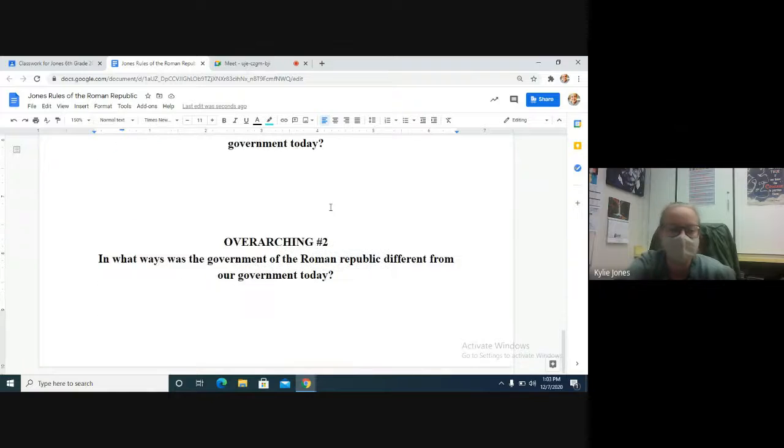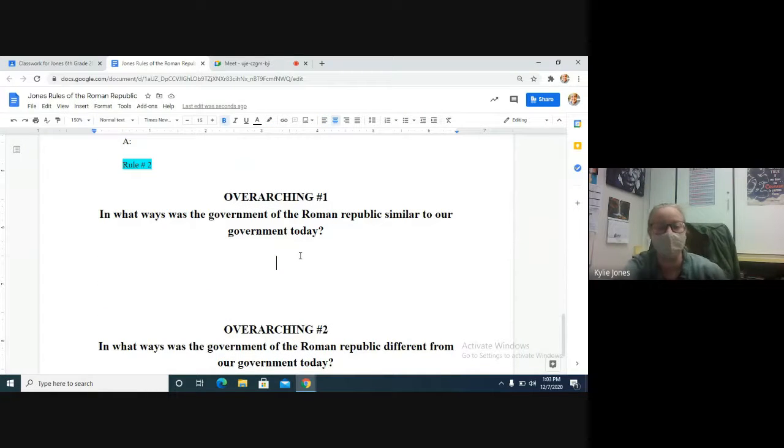And then there are, is it 2 questions? 2 questions that are overarching. On these ones, you can use any of the information to answer it. Especially in the passages. So use the passage to answer these questions. So yeah, use the information about the Roman government for this first one and compare it to our government. So what you know about our government, compare it to the Roman government.